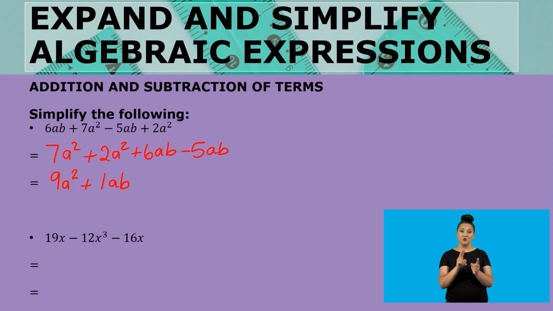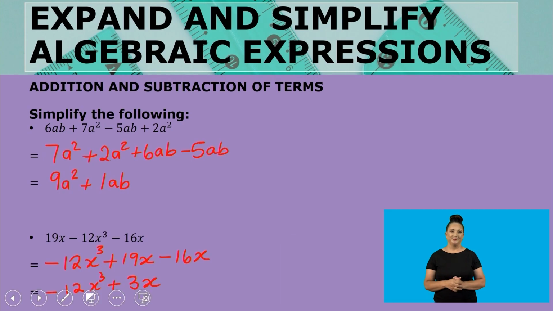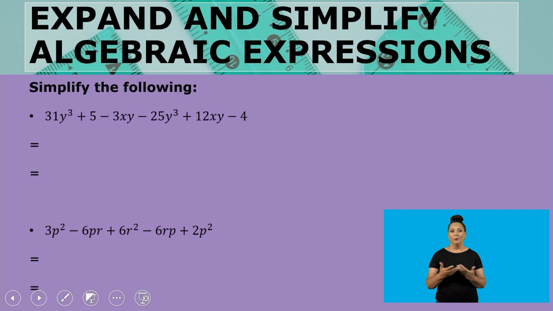19x minus 12x cubed minus 16x. Now we've already identified 19x and 16x as like terms. So let us just write them next to each other so that it is easier for us to calculate them. I'm going to start there with the negative 12x cubed, and I have now the 19x and the 16x. So negative 12x cubed. What is 19x minus 16x? That is going to leave us with a 3x as our answer. Let's go on to the next one.